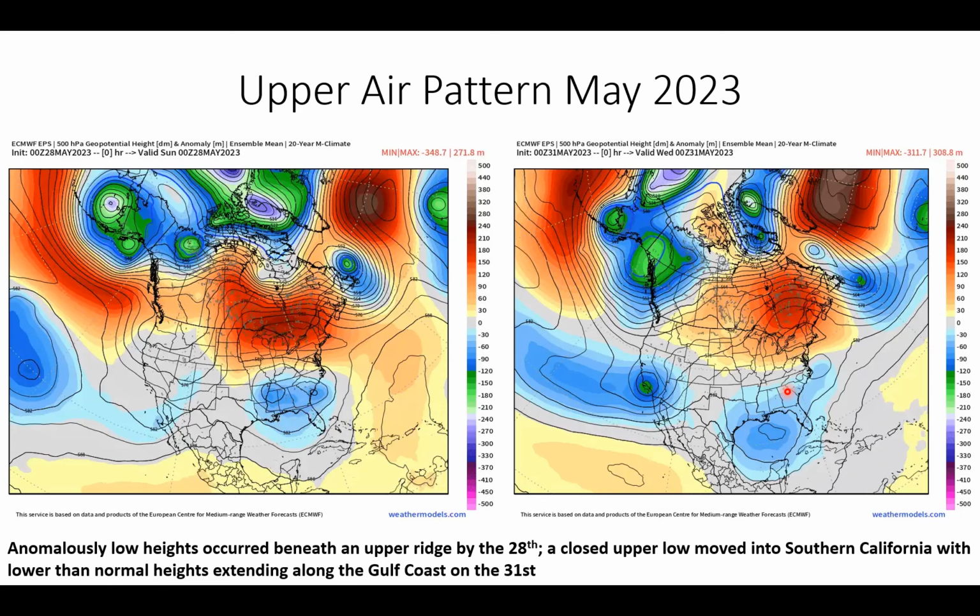Looking over here on the right, we see the 500 millibar geopotential heights and anomalies for the 31st of May to conclude the month in 2023. We now see a closed upper level low over Southern California, and then we also see that ridging continuing, that persistence of the upper level ridging to the north across parts of southeastern Canada, the eastern Canadian provinces, and then we also have lower than normal heights generally along the Gulf Coast up towards the mid-Atlantic by the 31st of May.